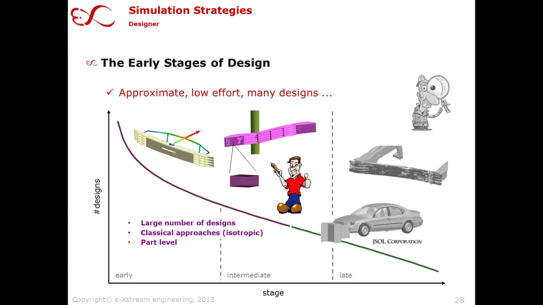Now, if we turn to the early design, what we see here is that, of course, a large number of designs have to be tested. And today, people use the classical approach, means it's based on isotropic material properties. And it's reduced, of course, to the part level. Seldom you find system level simulations here.